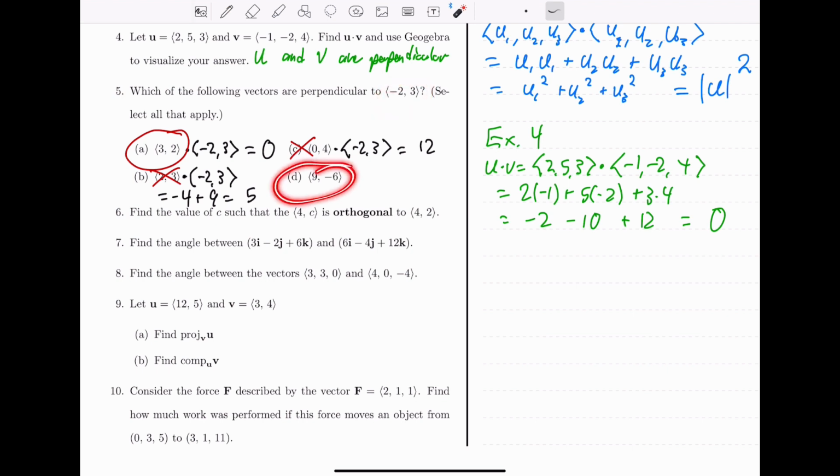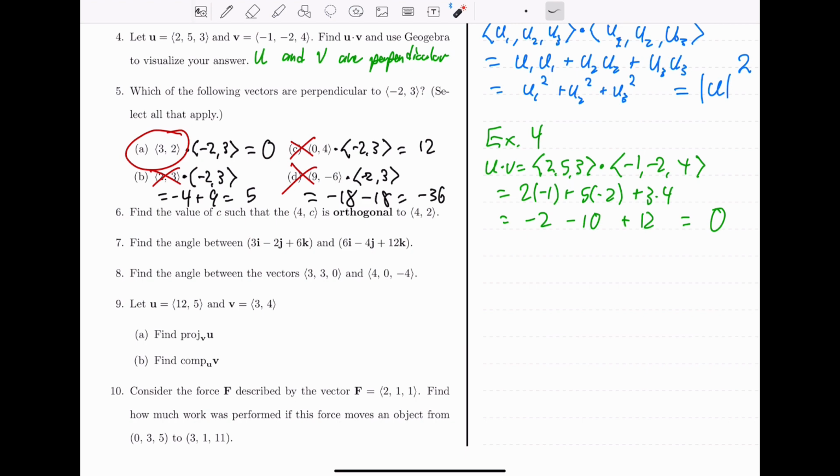Lastly, how about 9, negative 6? Again, find the dot product with negative 2, 3. If we can do these mentally, it's good, but it's okay to write out the steps as well. 9 times negative 2 is negative 18, and then negative 6 times 3 is also negative 18. We have negative 36. So this vector is also not perpendicular to the original one. There's only one vector here that was perpendicular to the vector negative 2, 3, and that's this vector 3, 2.